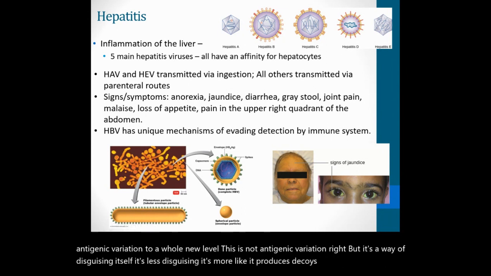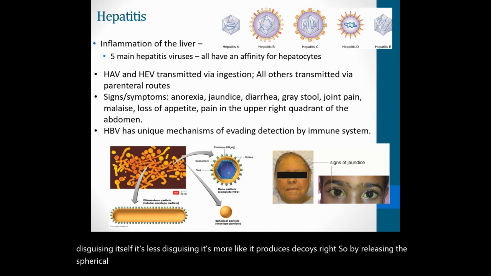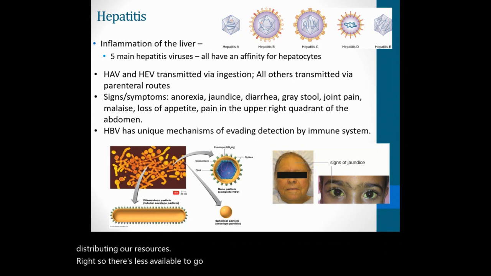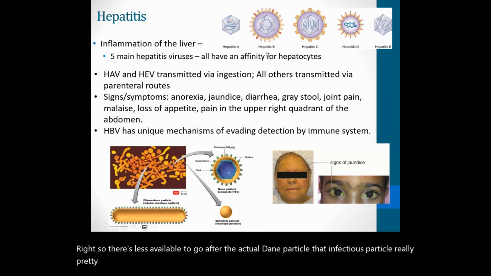So by releasing the spherical particle, our immune system is like, oh, hey, look at that. Let's go get it. And then it releases the filamentous particle and our body's like, oh no, what's that? Let's go get it. And so we're distributing our resources, right? So there's less available to go after the actual Dane particle, that infectious particle. Really pretty interesting tactic. All right, y'all, that's the end of our diseases affecting the gastrointestinal tract.